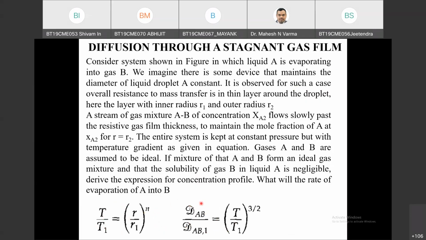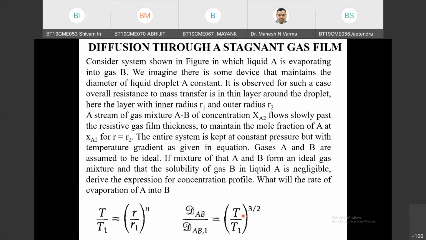Okay, here the problem is same. Here temperature is function of R. Similarly, diffusivity is a function of temperature. This is well known fact. Diffusivity depends upon temperature raised to 3 by 2. And this is the temperature profile.